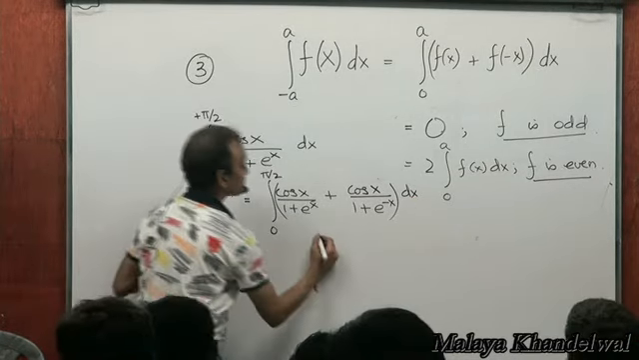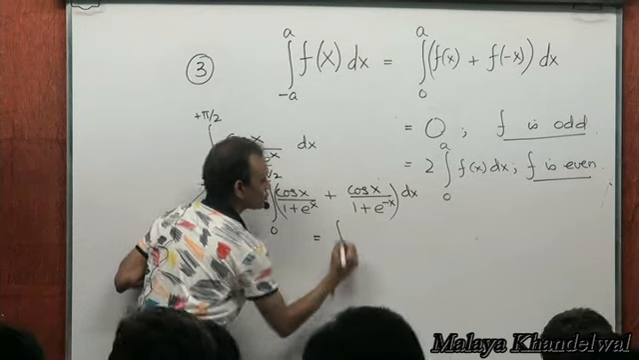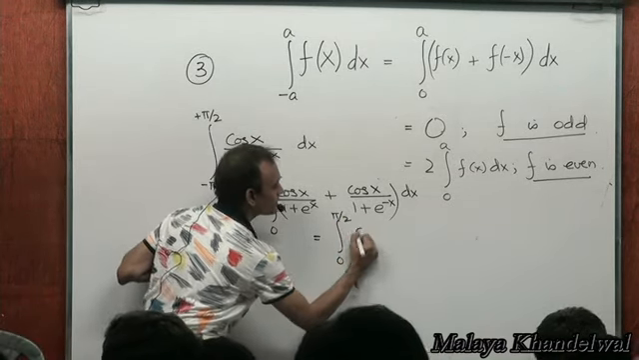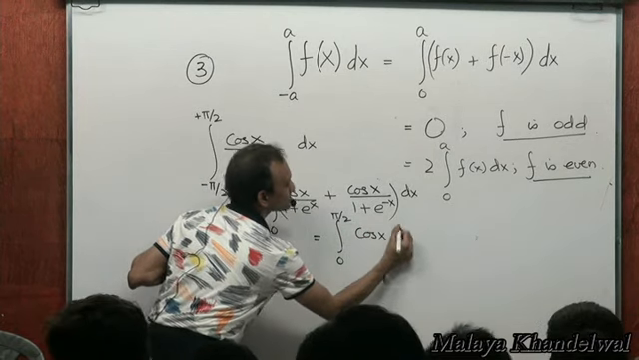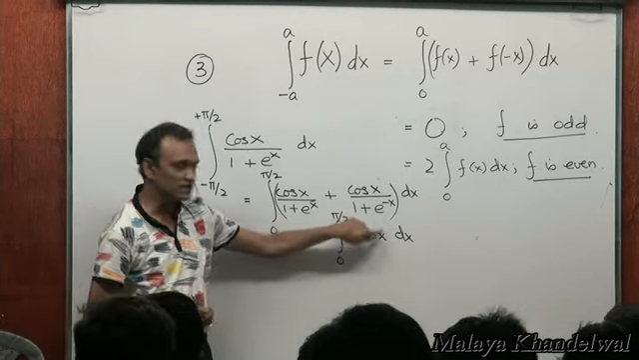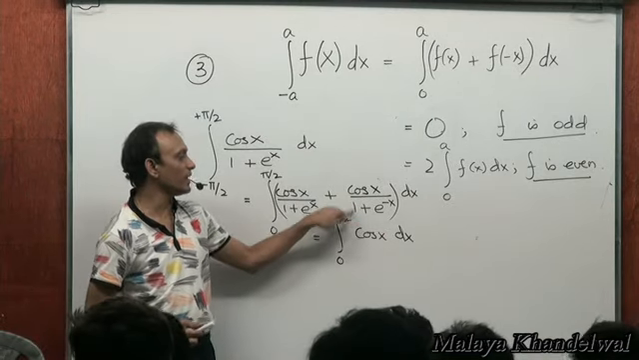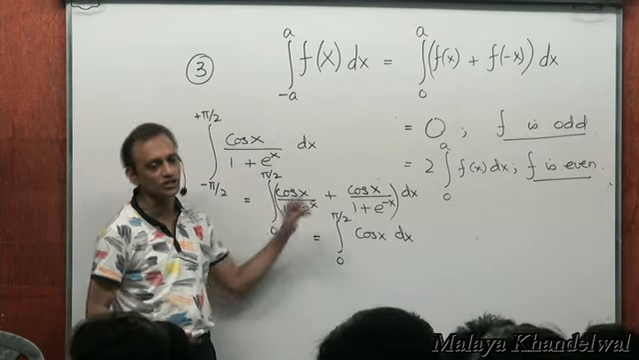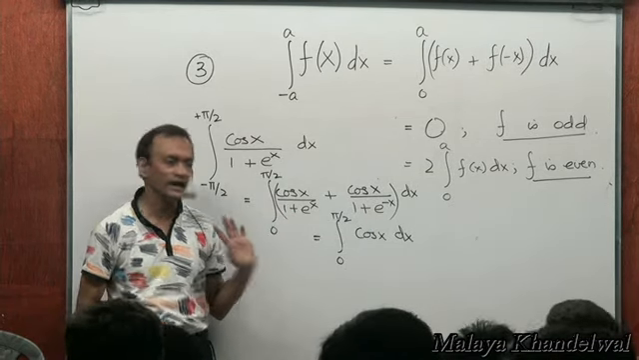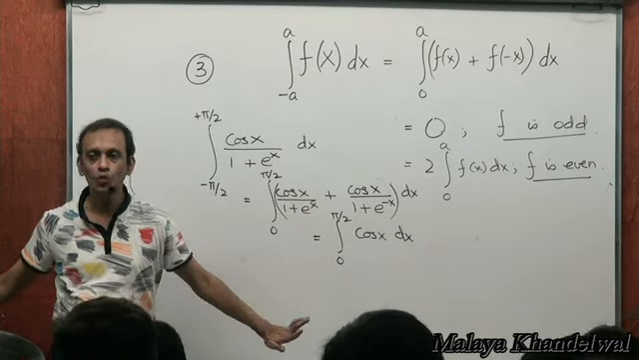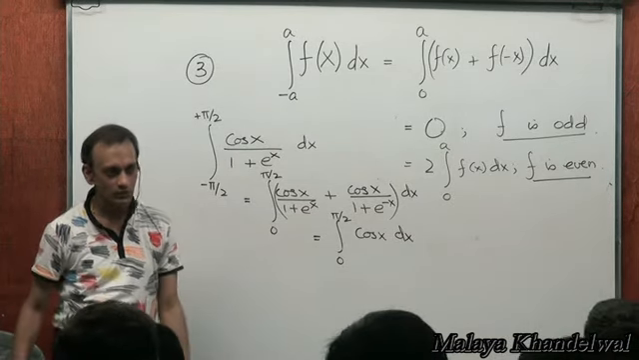And do you realize that this is like 0 to pi by 2? Writing this as 1 by e power x, it will be simply cos x dx. Is it not? So e power x by 1 plus e power x plus 1 by 1 plus e power x, into cos x. That's cos x. Right? So that makes it as simple as this. The answer is 1 there. Clear?